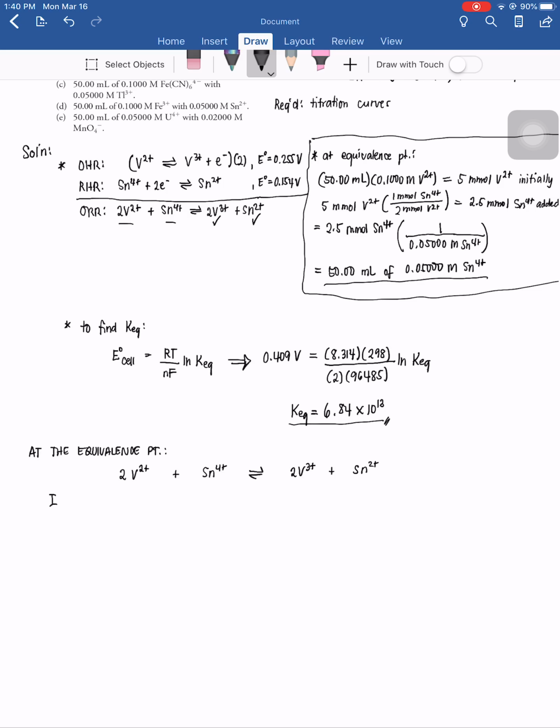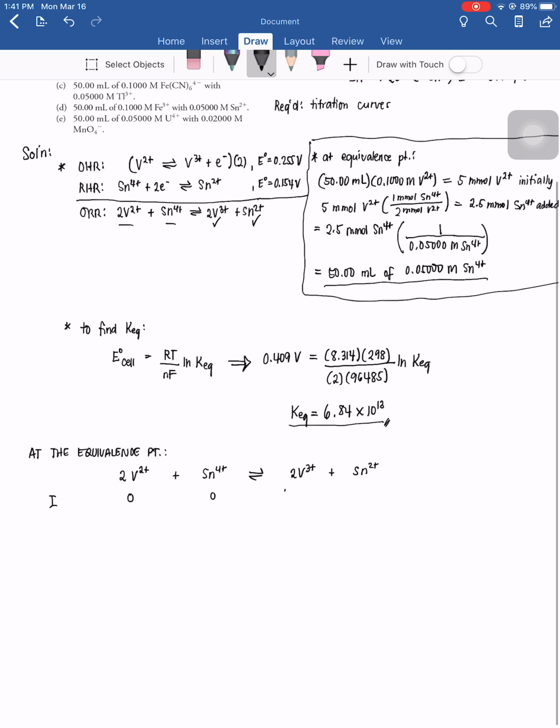So initially, after adding all of the 50 ml of our tin-4, what we're able to have is completely zero for the vanadium-2 and the tin-4 ion. And so all of the vanadium has been converted into vanadium-3. Likewise, all of the tin-4, which was 2.5 millimoles being added, all of it has been converted into our tin-2.